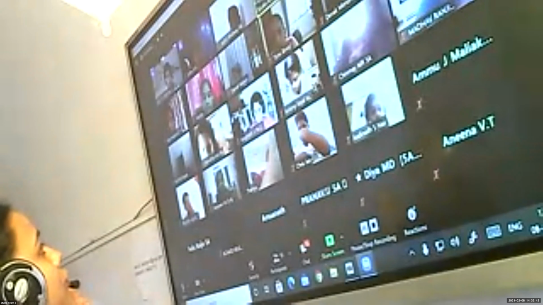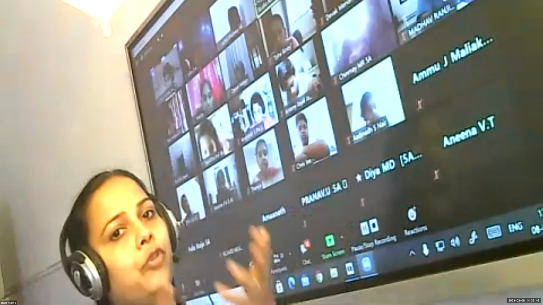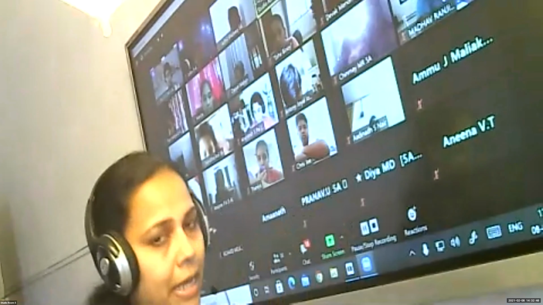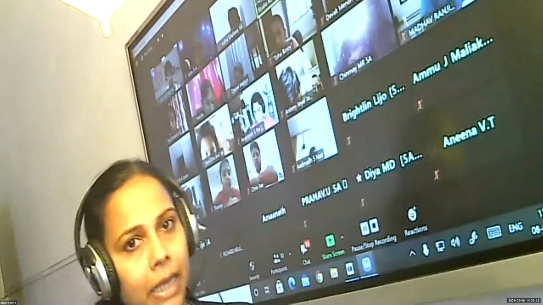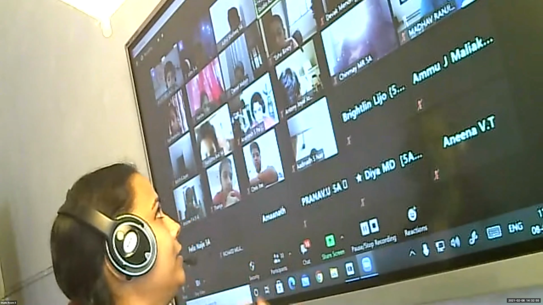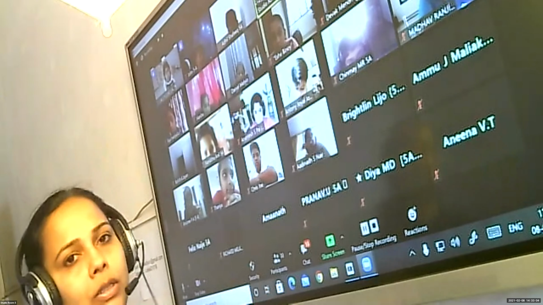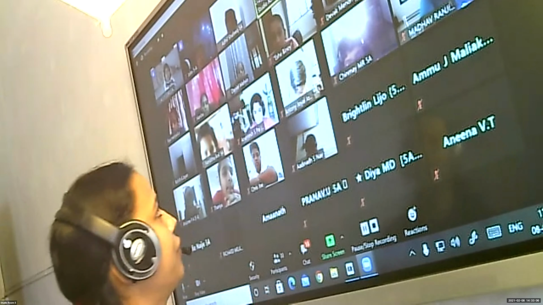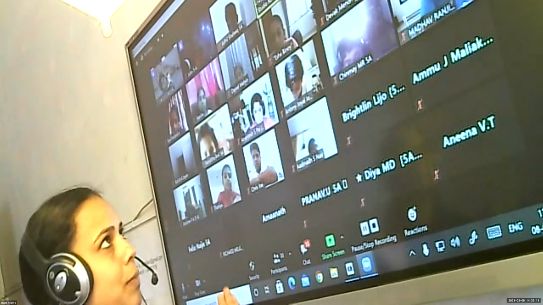So children, now I am showing only the formula of perimeter. Remember, after this we will study the formula of area: area of rectangle, area of triangle, area of square. Then you will get confused. So now we are learning only perimeter. If it is a triangle and all the sides are different, we will just add a plus b plus c.